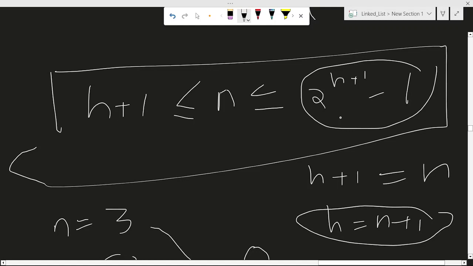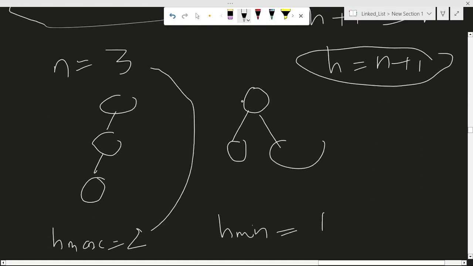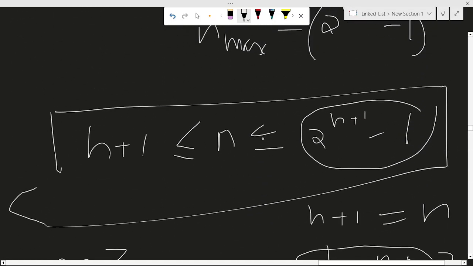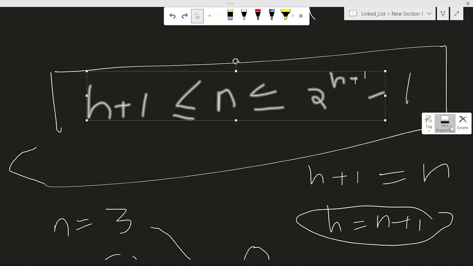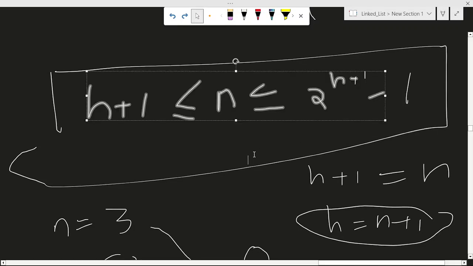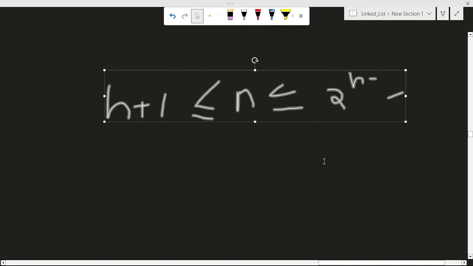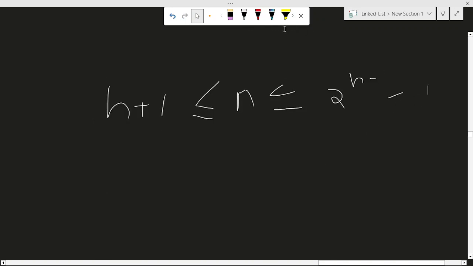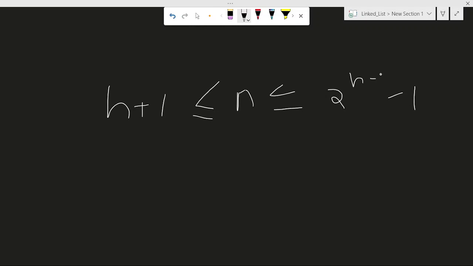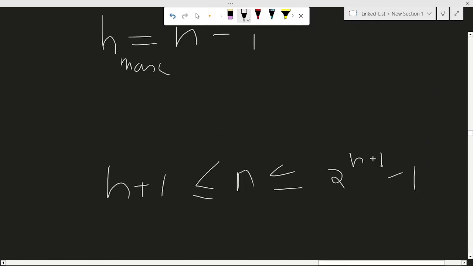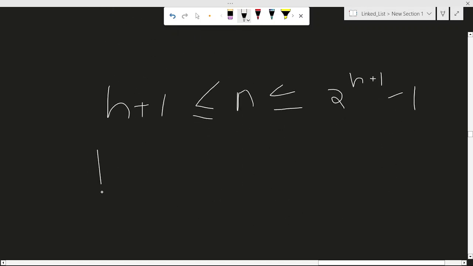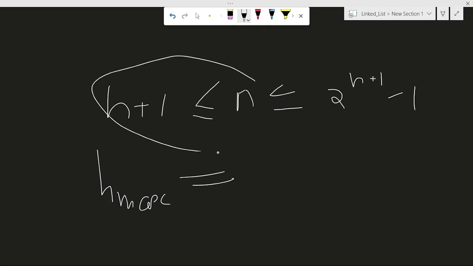Similarly, if you take this one, this will give you the minimum height that you can reach by using n. So let us do it. First of all, let me copy this complete thing and paste it here, so that it will be easier for us. This is n equal to 2 power of h plus 1 minus 1.